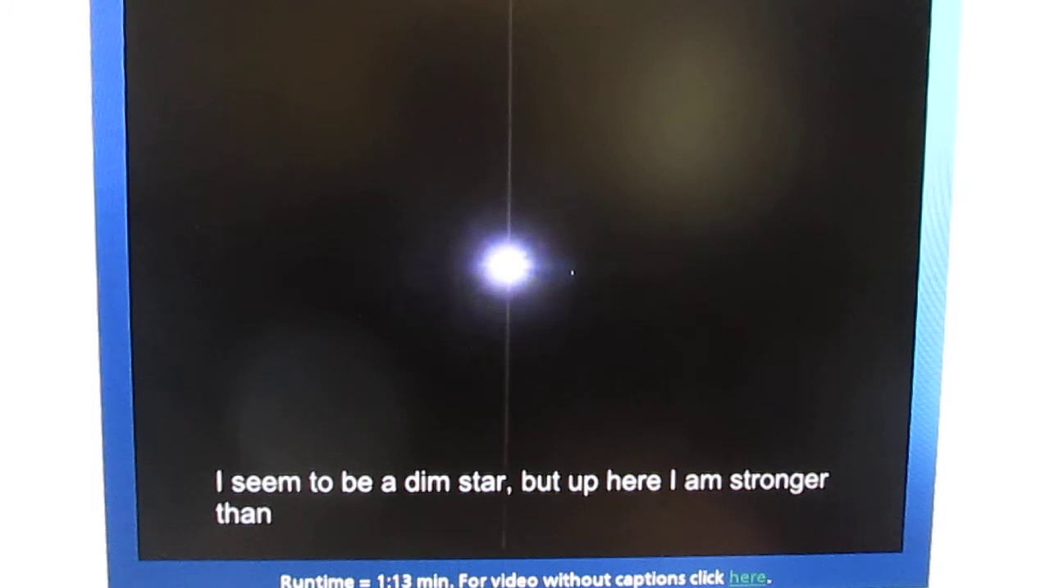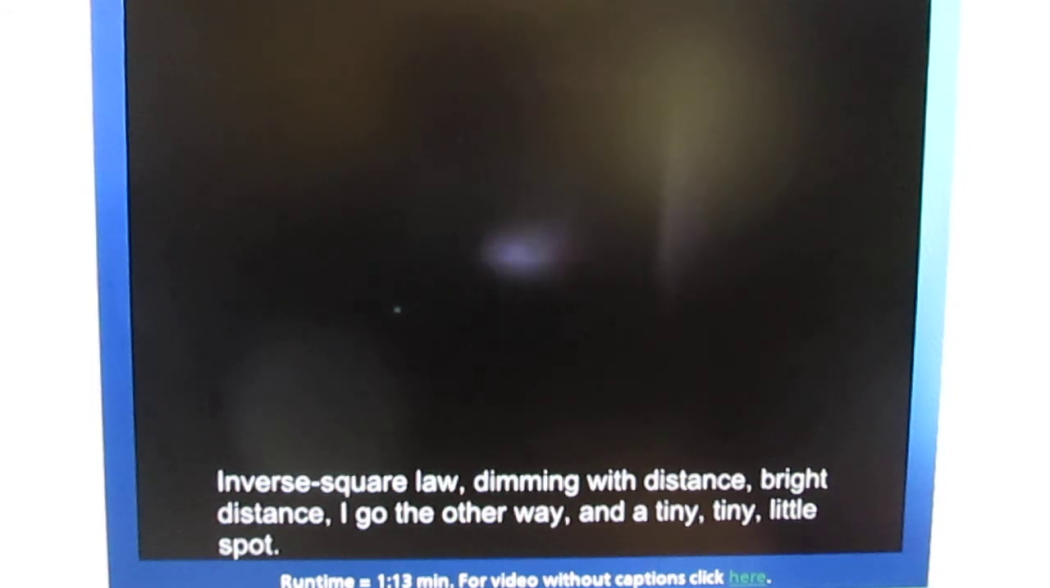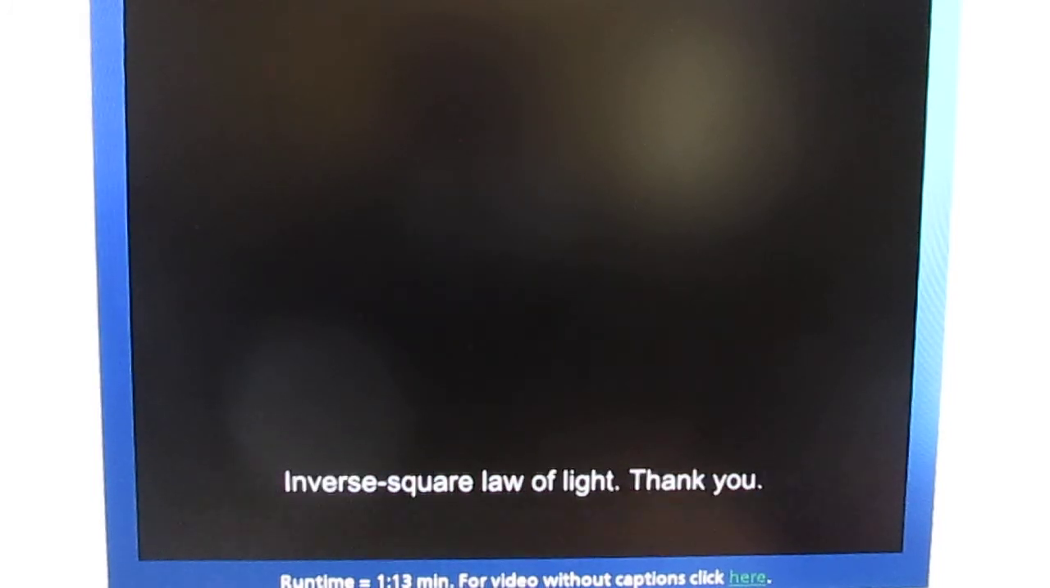I seem to be a dim star, but up here I'm stronger than your sun. Woo! Inverse square law. Dimming with distance. Bright distance, I go the other way. Whoa, a tiny, tiny little spot. Inverse square law of light, thank you.